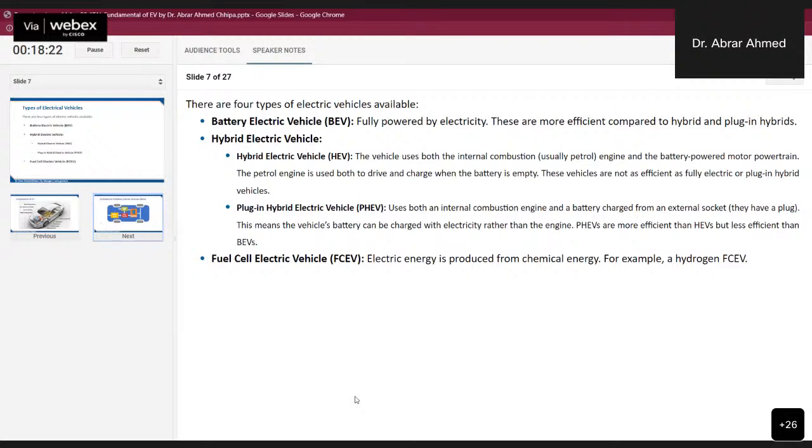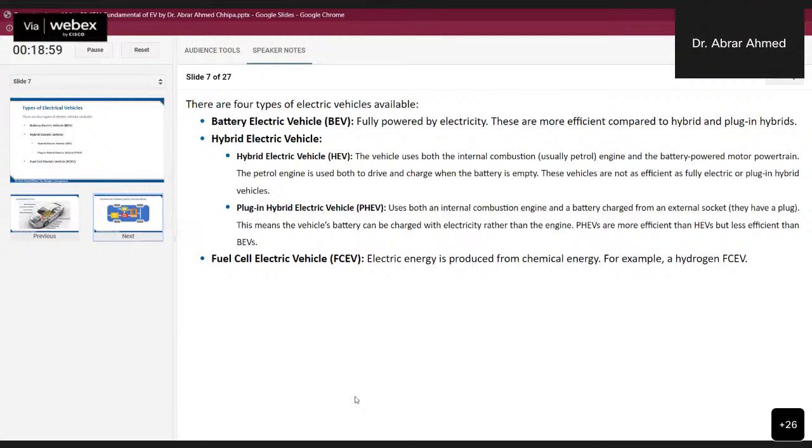So now let us look at the different types. As of now, you only know the term electric vehicle, but it is not like that. It has different types. First, the battery electric vehicle is fully powered by electricity. That means the vehicle does not have any other source of energy that drives it. So they are more efficient compared to hybrid and plug-in hybrids.